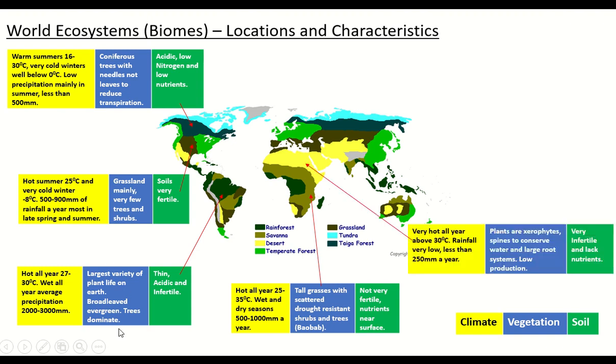So the next one is the deserts. Now these are very hot all year round, very similar to the tropical rainforests, largely above 30 degrees Celsius. They do get incredibly cold at night though, because there's no cloud cover. The rainfall is very, very low, less than 250 millimetres a year.